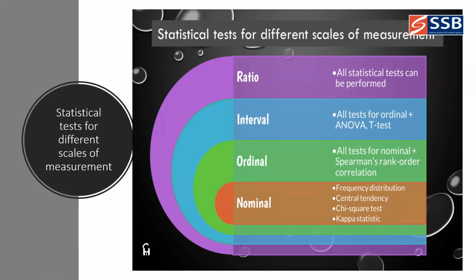Then we have ratio analysis. When the scale being measured is ratio, this type of measurement scale is actually versatile in nature. You can apply all statistical tools, including all the tests from nominal, ordinal, or interval, all of that can be done. And now you will be able to do other analysis also. These are the different analytical tools that we have for different scales of measurement.